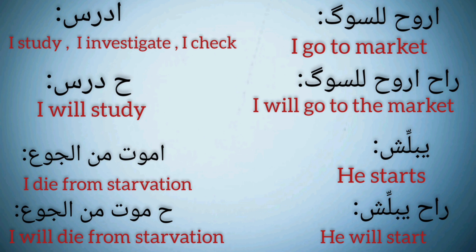أموت من الجوع. I die from starvation. أموت means I die. Min is the preposition and means from. And الجوع means the starvation or being hungry. And for future tense we say حموت من الجوع. I will die from starvation.